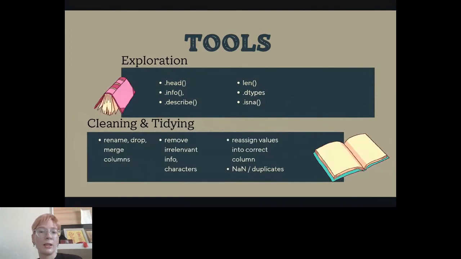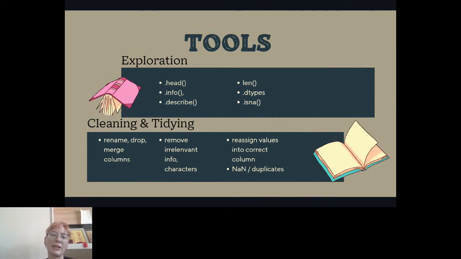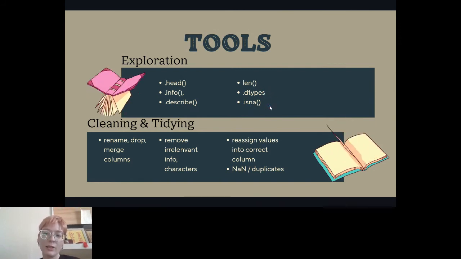Okay. And just to give you a little heads up what we'll be doing. We'll be investigating this data set using head, using info, using describe. So they basically give us some summary statistics and they describe the data that we have. Length will tell us how many rows we have, what data types we have, and if there is data missing. So as we saw earlier, some data is missing actually.